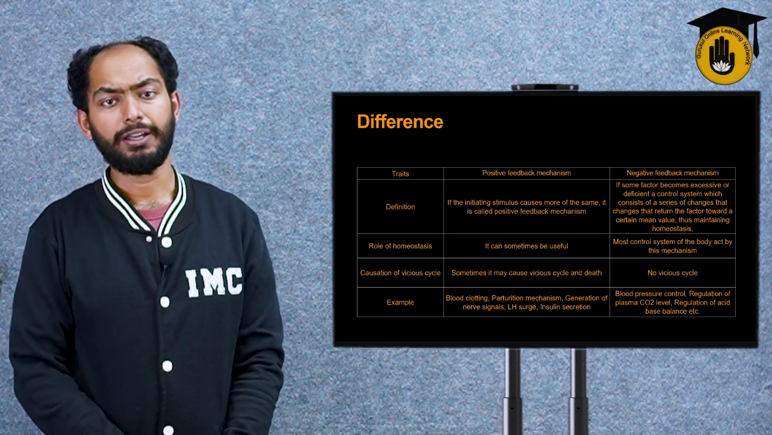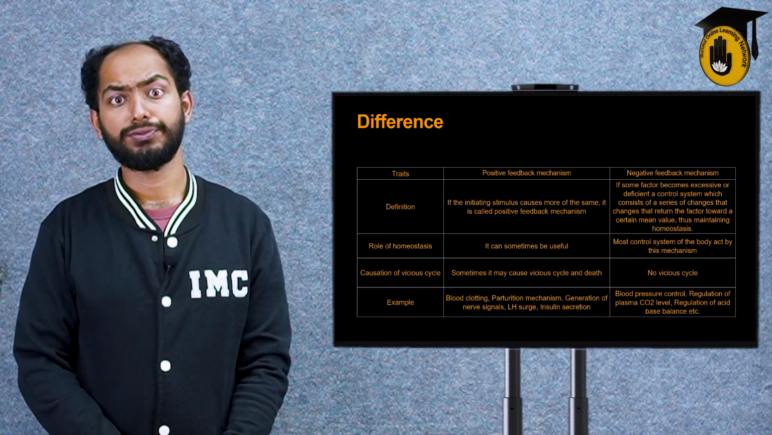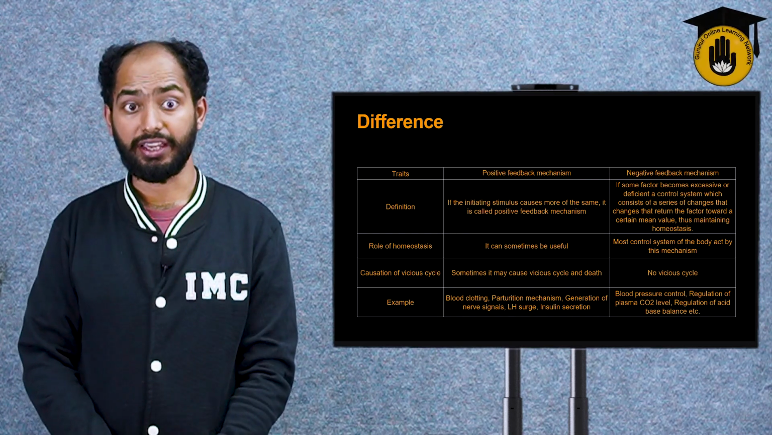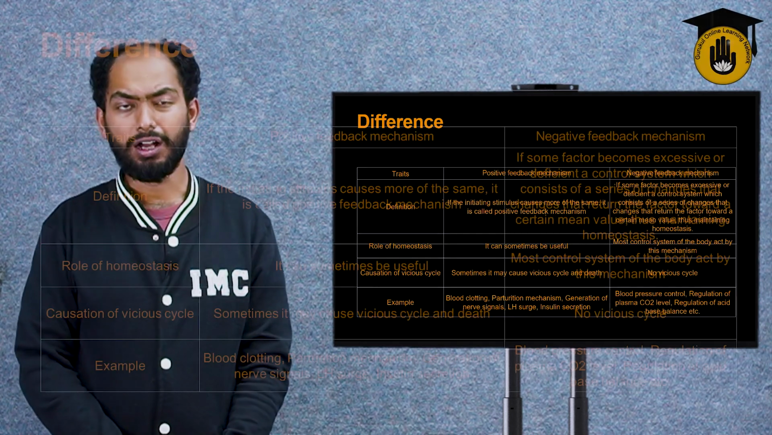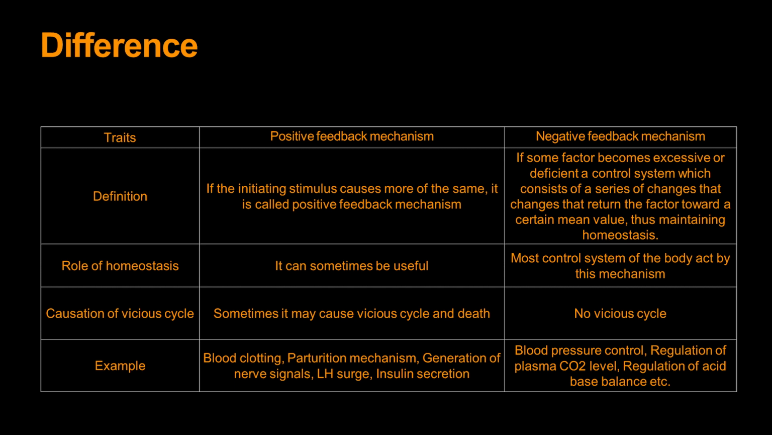So we are done with the positive and negative feedback mechanisms and these very important topics, and now we'll move on to the differences between them. As we have already discussed, what is the positive feedback mechanism? When the initiating factor or stimulus is given and it is stimulated more aggressively, or given more by the body, that is known as the positive feedback mechanism.